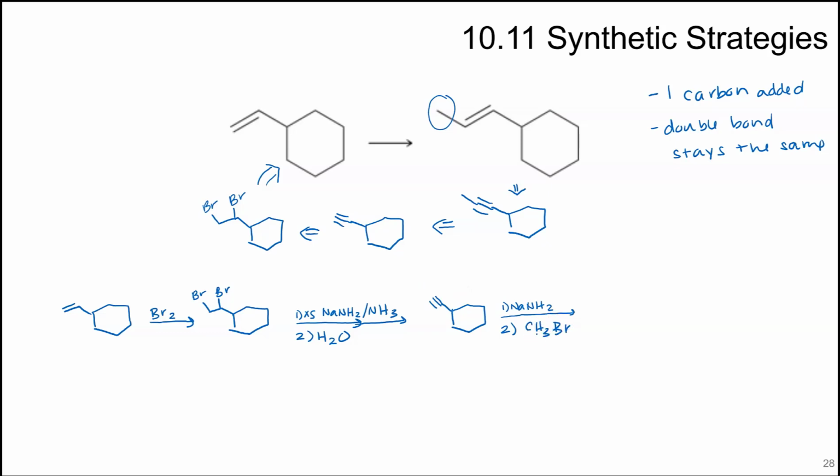So this will be my SN2 reaction. This will attack there, and I now have my CH3 group added. To get to the E double bond, I need to use sodium in liquid ammonia. And that's how we would do that synthesis.